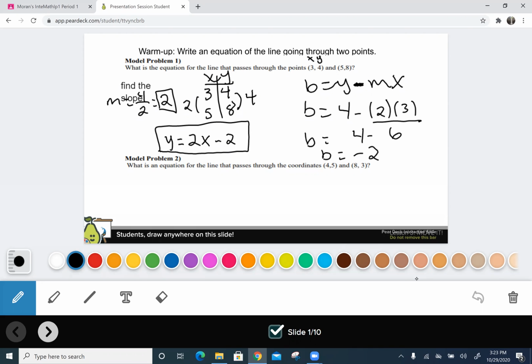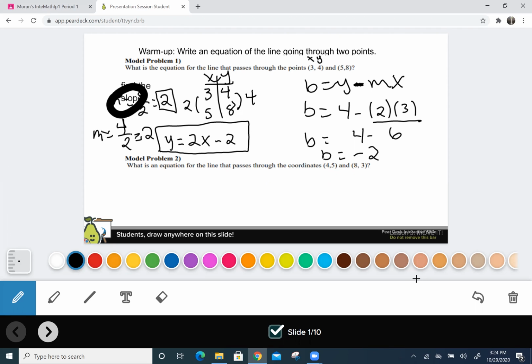Okay, so basically you make a table to find your slope. That's the thing you want to find first, your slope. So we got 3 and 4, 5 and 8. You find the difference from 4 to 8. How much is that? That's 4. From 3 to 5, how much is that? That's 2. So your M is 4 over 2, which is equal to 2.